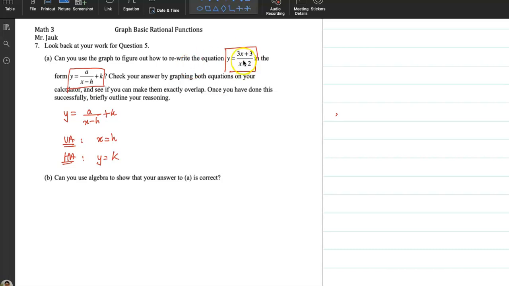Now in this form, what's your vertical asymptote? X is equal to minus 2. Your horizontal asymptote? Y is equal to 3, the coefficient of x upon 1, so 3 upon 1. So h is minus 2, correct? And k is 3. So y is equal to a upon x minus h, which is x minus 2, correct? Plus 3.